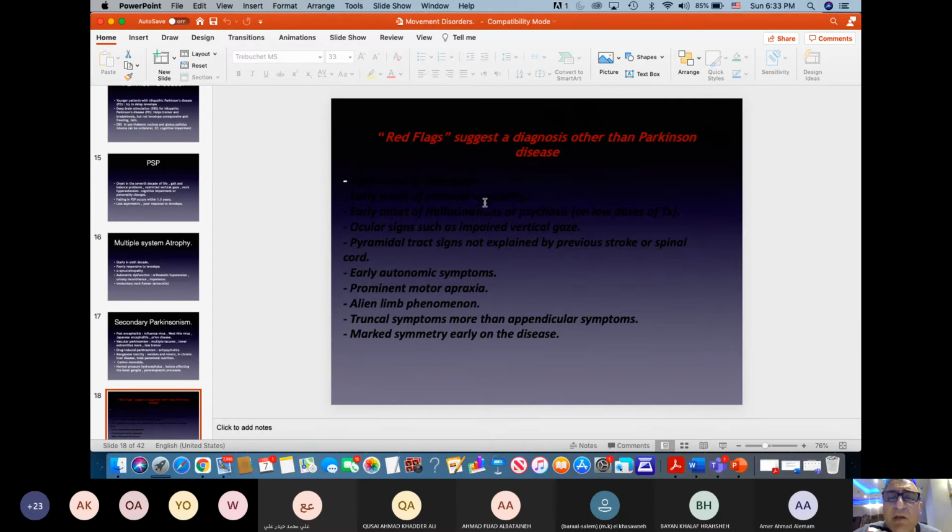Now, early onset of postural instability, early falls with bradykinesia and rigidity, you think progressive supranuclear palsy. Early onset of hallucination or psychosis, again, dementia with Lewy body disease. Ocular signs like impaired vertical gaze, again, PSP, progressive supranuclear palsy. Pyramidal tract sign, vascular Parkinsonism. Early autonomic symptoms, multisystem atrophy, and so on.